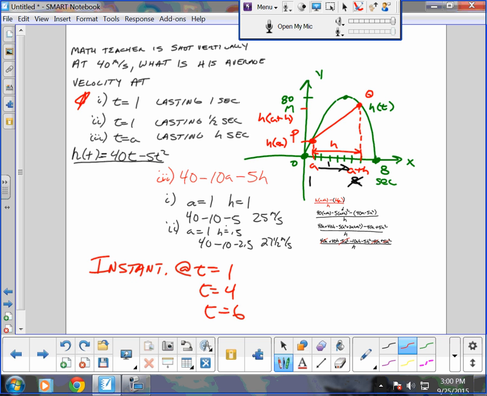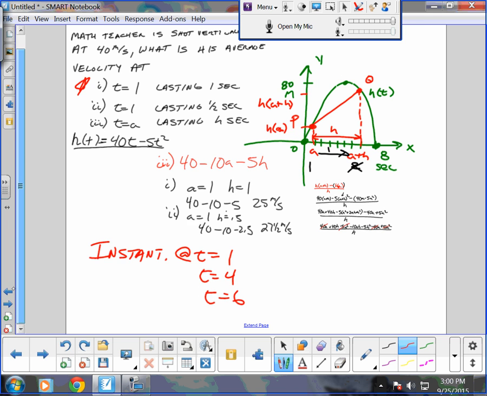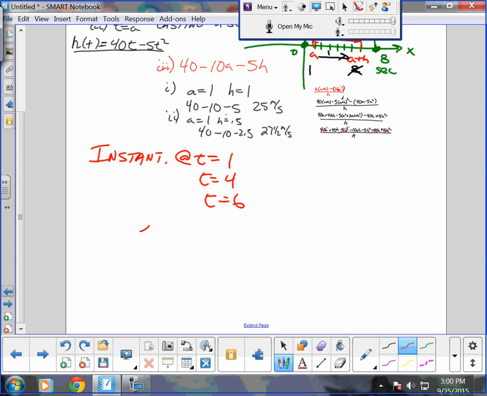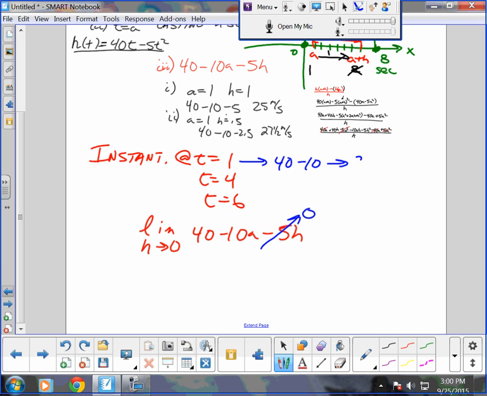This is really easy. You should be able to look at the board right now, plug these in and determine these immediately, because instantaneous velocity means that the h is going to 0. For the equation for instantaneous velocity, we're going to take the limit as h goes to 0 of our answer here. So guess what happens to the 5h? It goes away. And all I have to do now is go for time 1, plug in 10, 40 minus 10. I think the first answer is 30 meters per second.